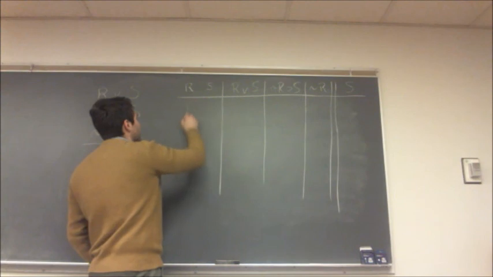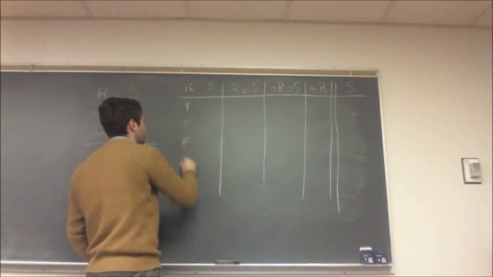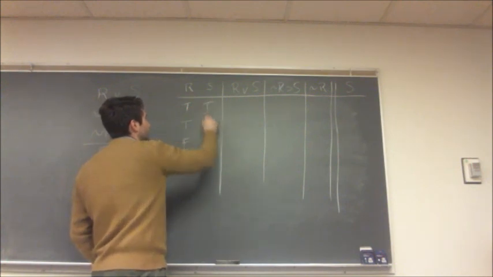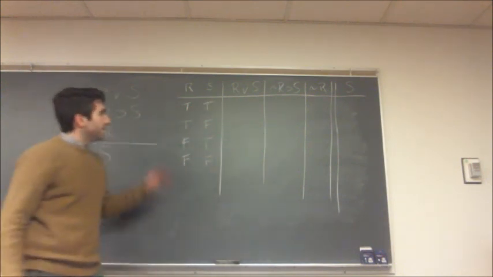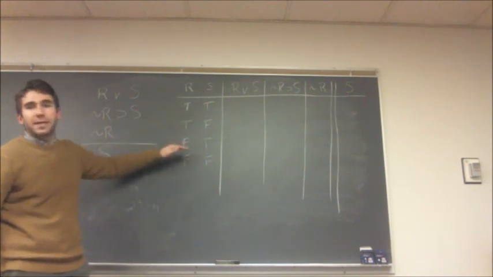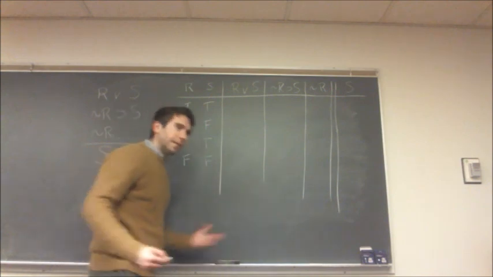So we want to set up our truth table like this. True, true, false, false. True, false, true, false. This ensures that all of the combinations of true and false for R and S are covered. Why is that important?